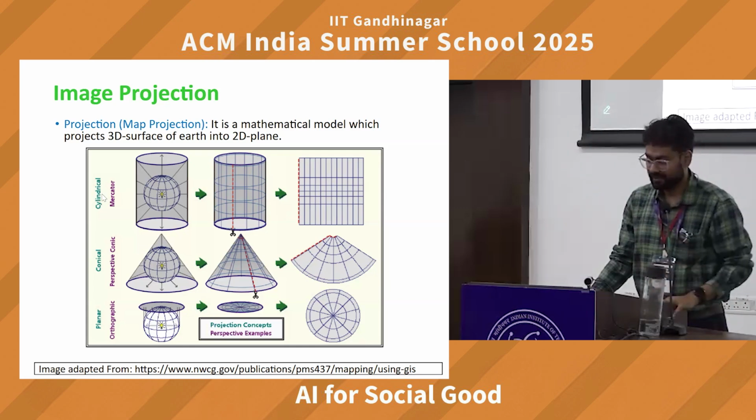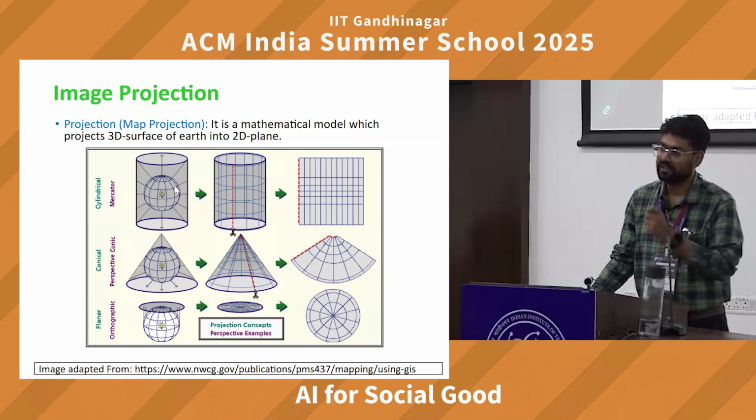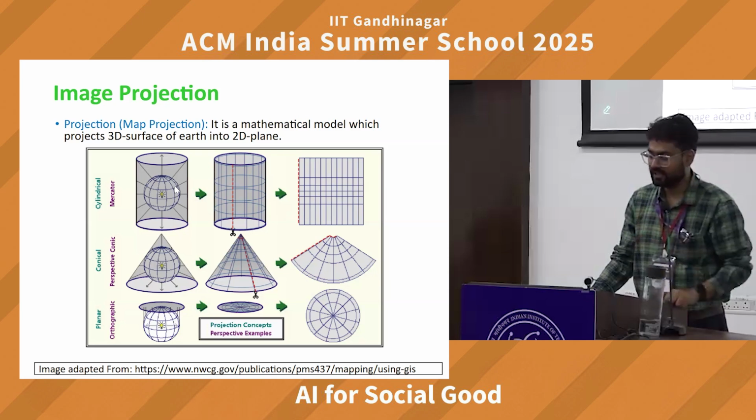We call it the projection surface. In this example, as shown here, the light source is at the center of the earth, and this is the globe. Let's say at this point there is an object, and we are capturing its projection on this cylindrical surface. So this projection is called cylindrical projection.